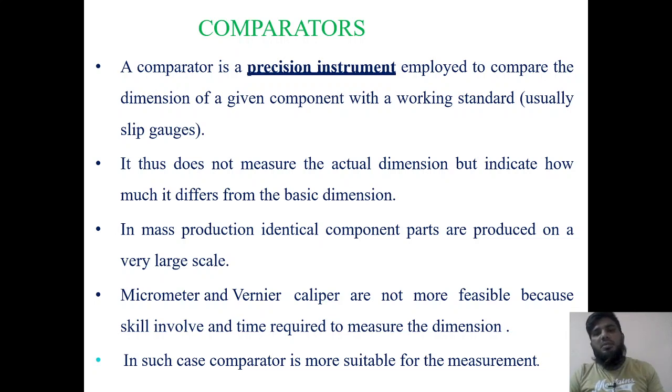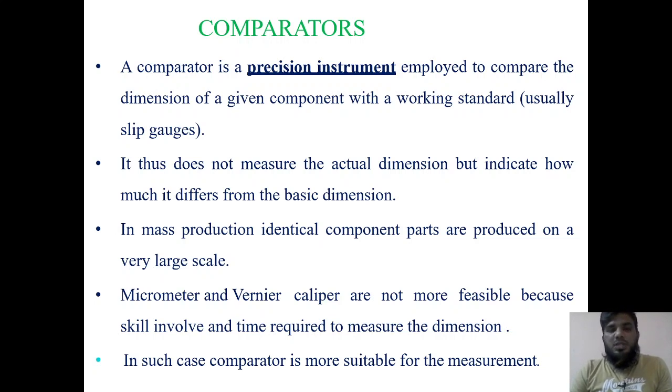a comparator. A comparator is nothing but a precise instrument which is used to compare the dimensions of a given component with some standards, especially slip gauges. So it does not measure the actual dimension, but indicates how much it has differed from the basic dimension. For example, your dimension is 40 mm. We can use comparators to measure either circular dimensions or linear dimensions. When the comparator deviates from the original position of the basic dimension, we can measure the deviation acquired from the basic dimension.